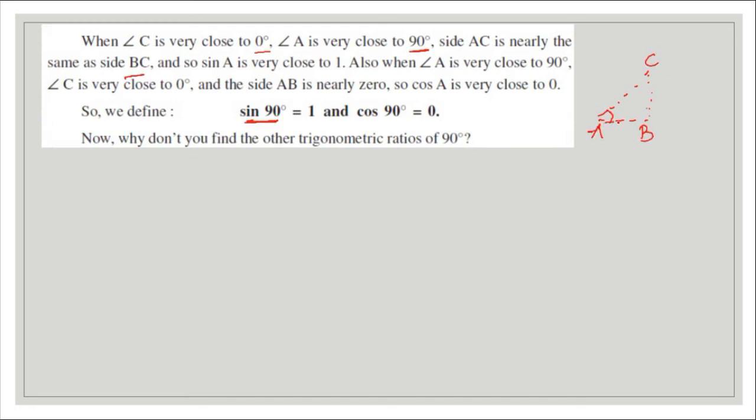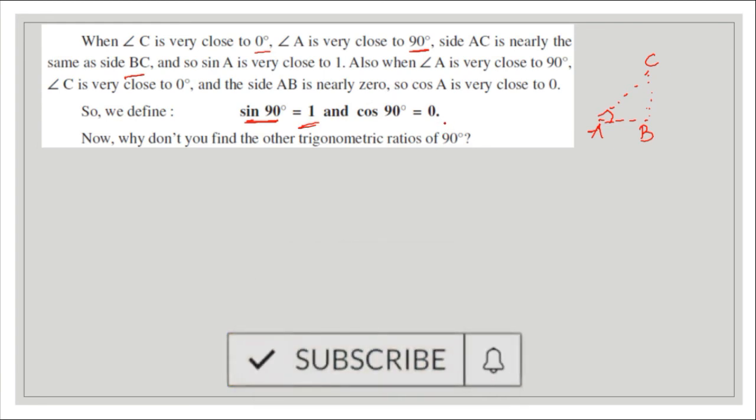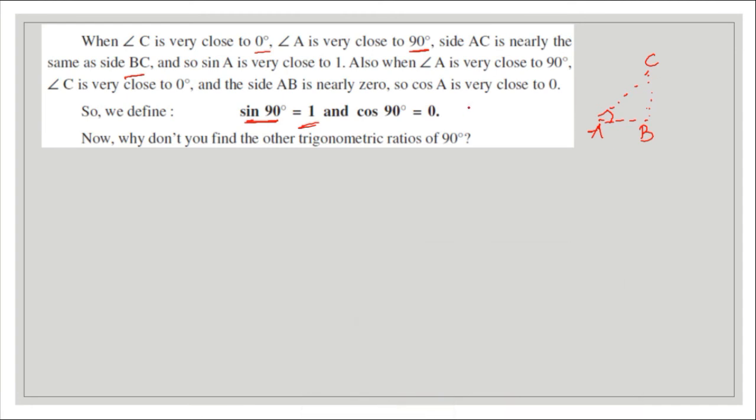This was our angle. Opposite is BC upon AC. When AC and BC become very close, they coincide, and the ratio becomes 1. Cos of the angle 90 degree is AB by AC. The length of AB becomes very close to 0. So 0 upon AC will become 0.